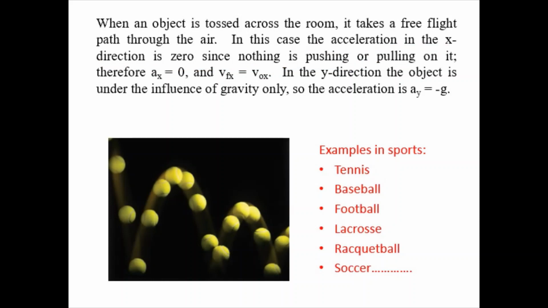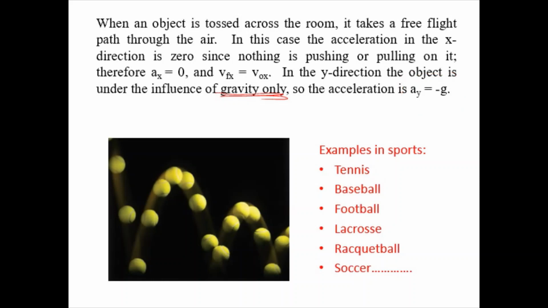So there's no acceleration in the x direction, which means the velocity in the x direction doesn't change. The final x velocity at the end of the problem will be the same as the object's x velocity at the beginning of the problem, or its original x velocity, right? In the y direction, the object is under the influence of gravity only, because we're ignoring air resistance, and so the acceleration in the y direction is, of course, minus g.